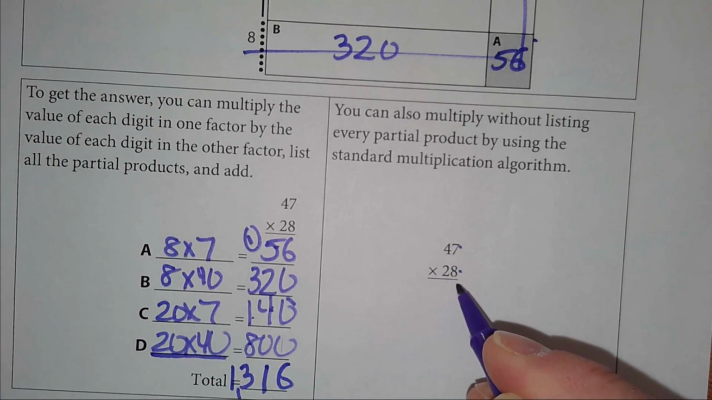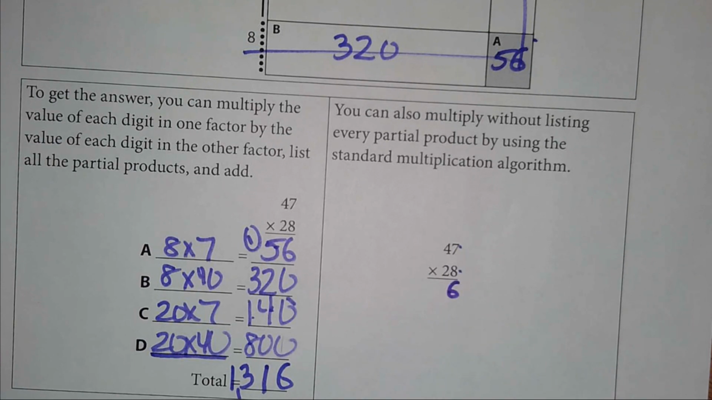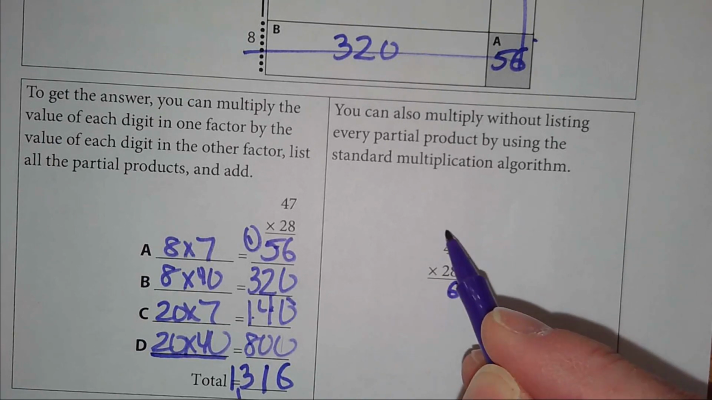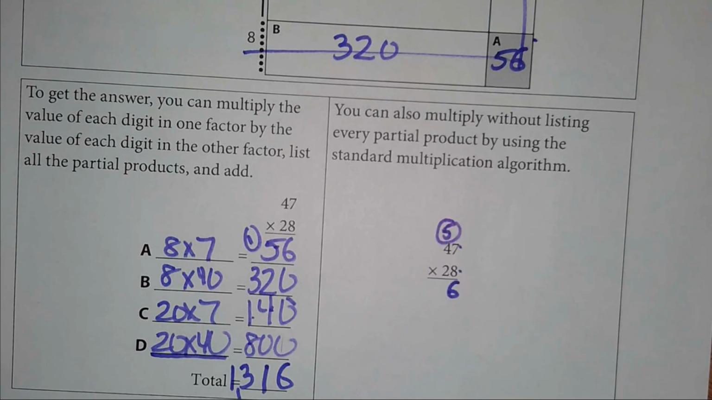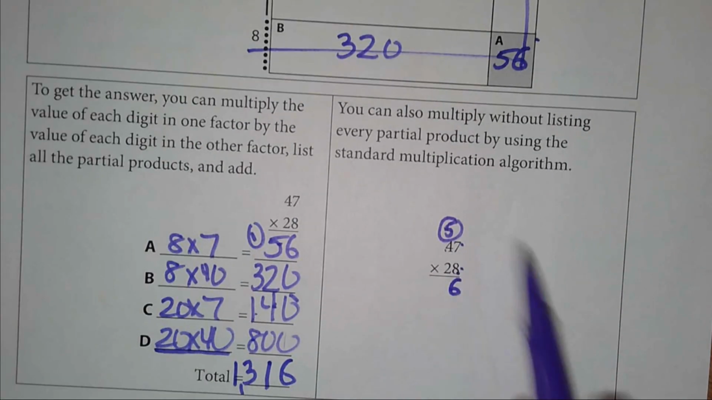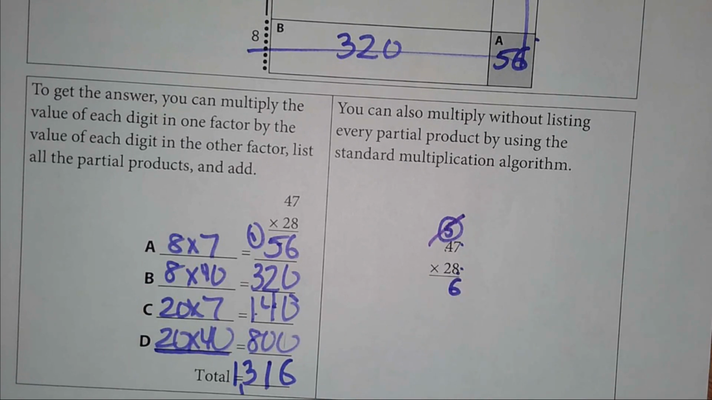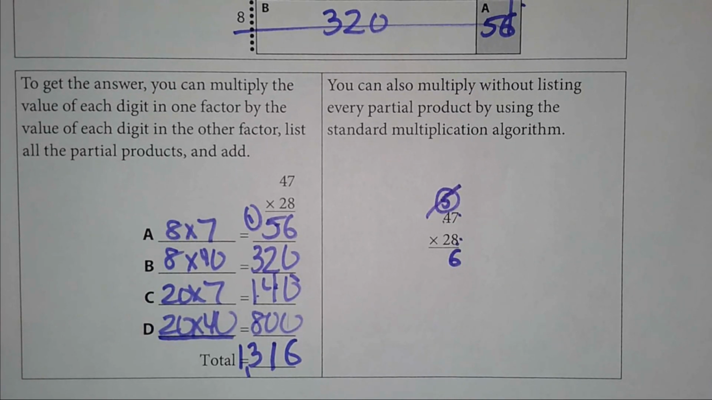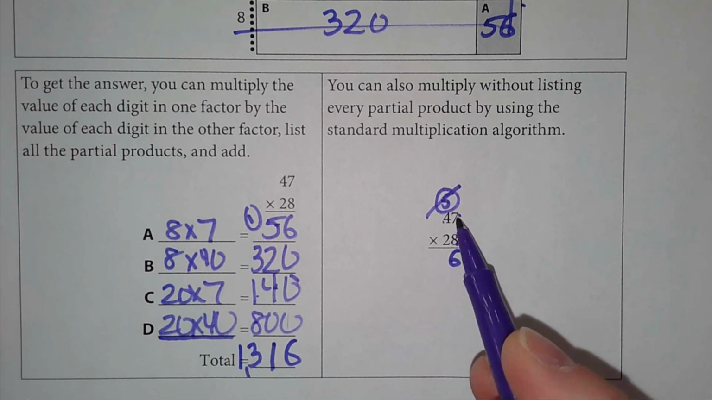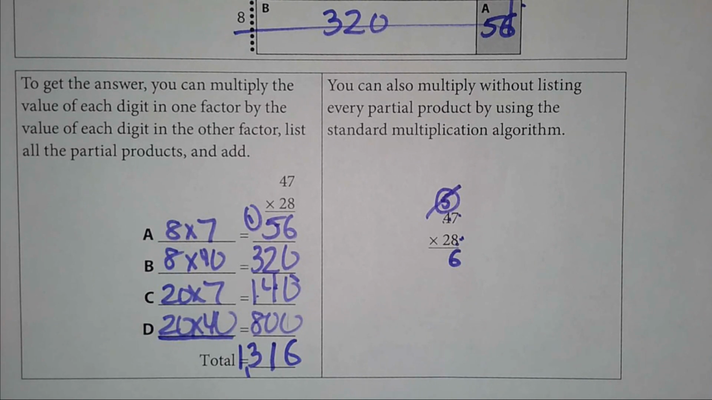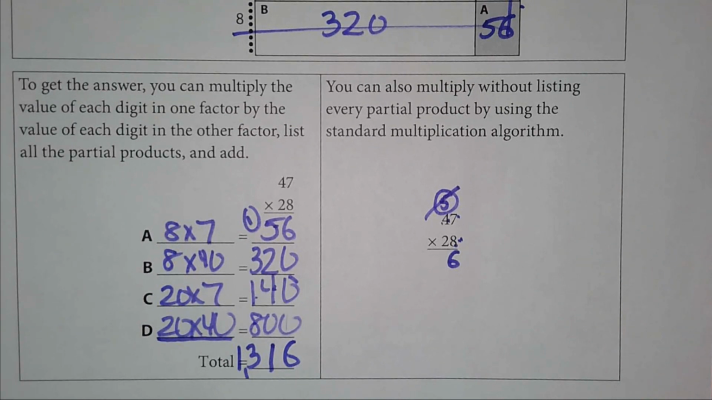Below the 8. Where's my 5 going to go? What do I do with that? Yes. Above the 4. Regroup it above the tens place. Now we have, just like we did over here, 8 times 4 plus 5 equals what? What's 8 times 4, everyone? Plus 5. 37.